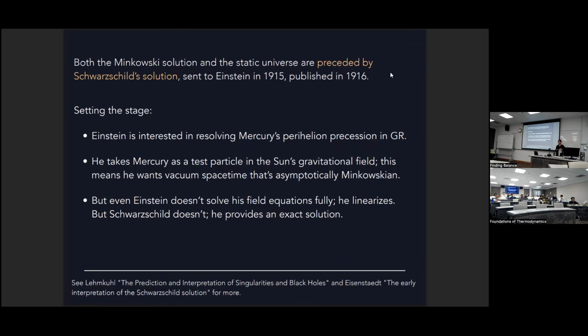But even Einstein doesn't actually solve his field equations fully. He linearizes them. And then Schwarzschild comes along and provides an exact solution. So the Schwarzschild solution was really meant in this early context as a kind of predictive tool, maybe, for understanding Mercury and predicting Mercury's perihelion precession.